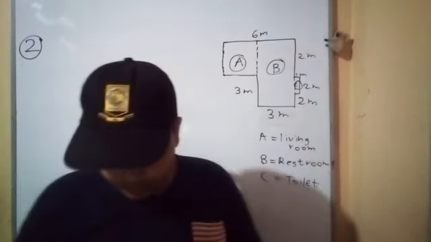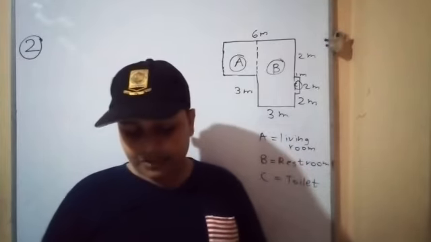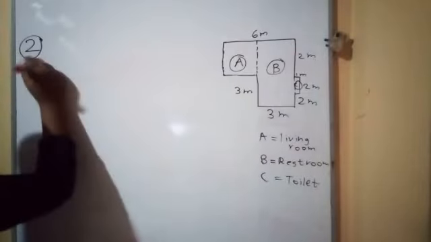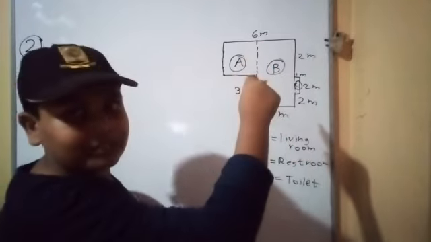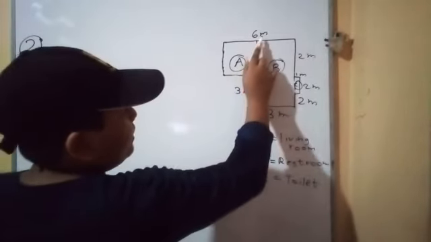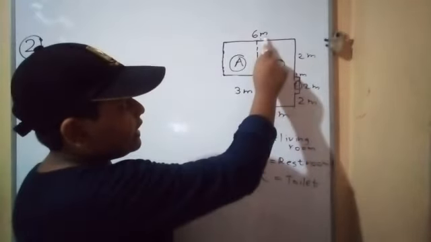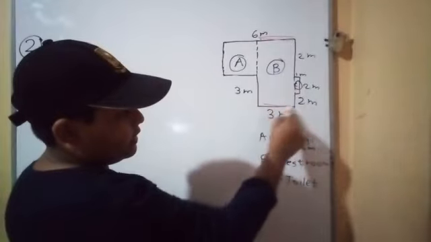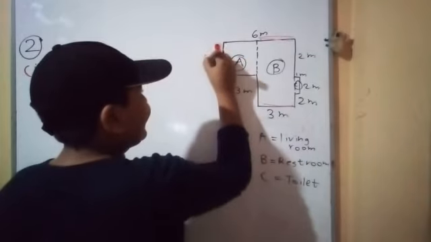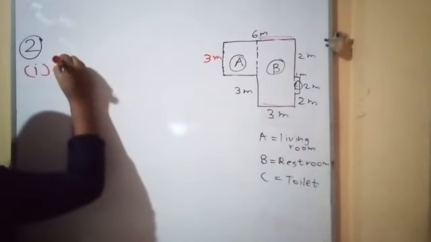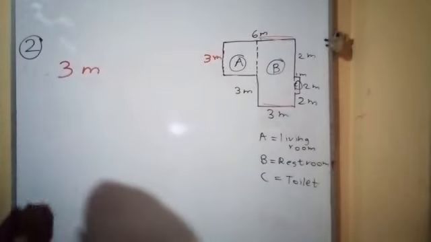Now first one: the living room is square shape. What is the length of a side of this room? The square shape one is this 6 meters, no? Now this one is 3 meters. This side is 3 meters, the same as this side. That means 6 subtract 3 means 3. So 3 meters. That is the first sub-question, 3 meters.